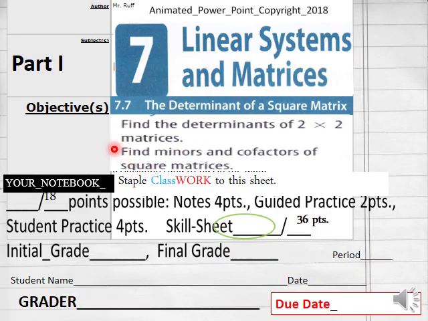Today's classwork: we have 18 points here for notebook, which goes into your notebook, and then 36 points here on your classwork sheet. Have those ready to go. Put your name, date, and period on it if you're in my classroom.